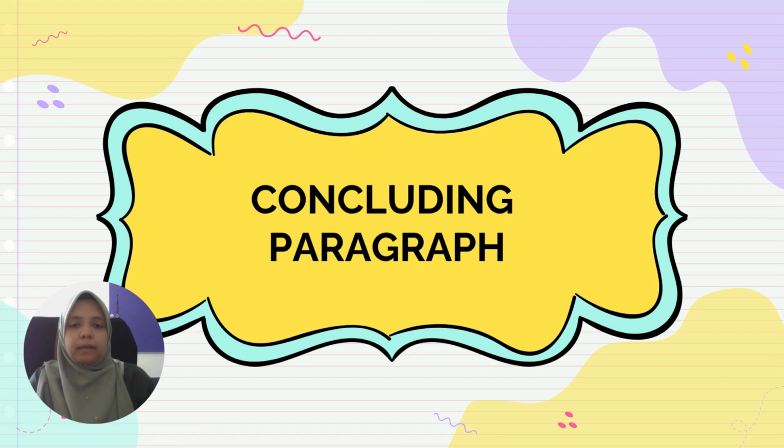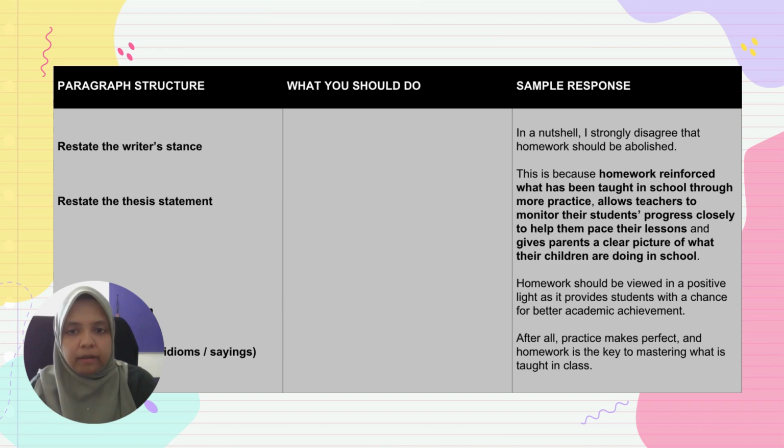Now it's time for the final paragraph. We have introductory paragraph, three body paragraphs, and the final one we have concluding paragraph, the fifth paragraph. All right. For concluding paragraph, you need to restate your stance first. So, in a nutshell, I strongly disagree that homework should be abolished. Why you strongly disagree? Restate your thesis statement, which means you are restating your three main points again.